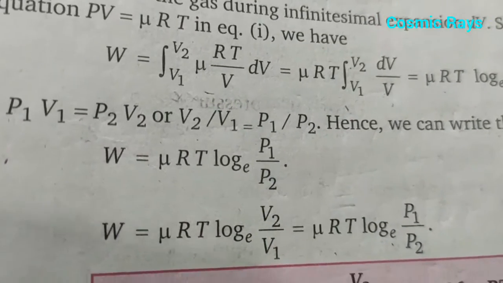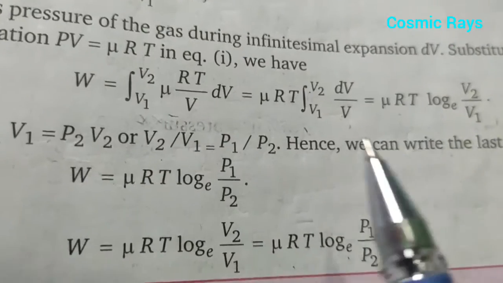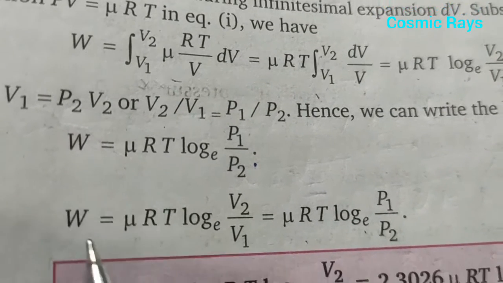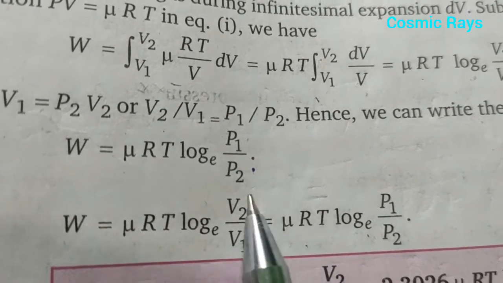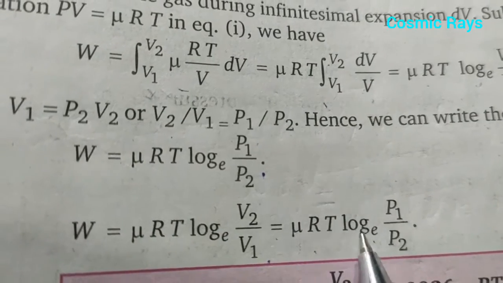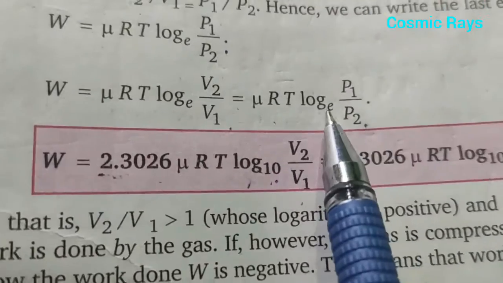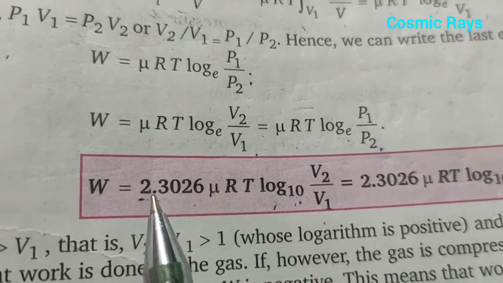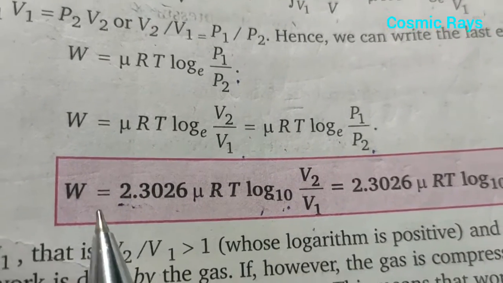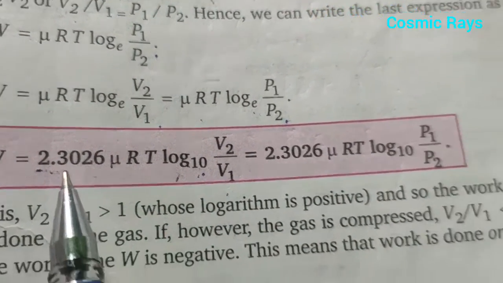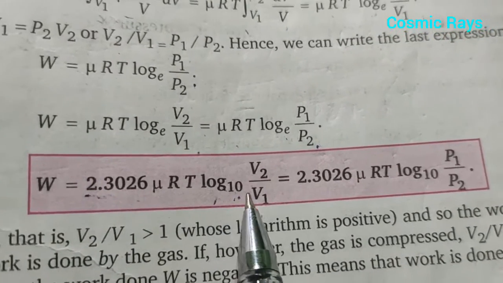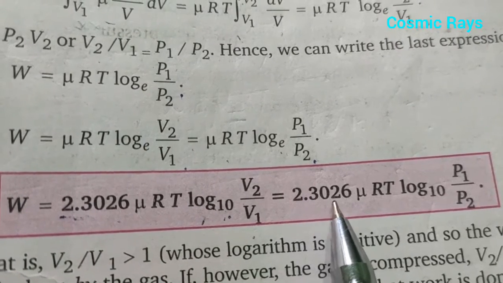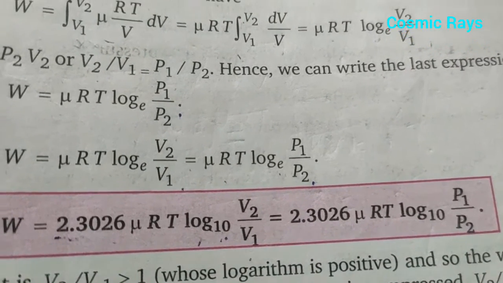So instead of V2 upon V1, we can also write P1 upon P2. So this equation takes this form. Or we can say that W equal to mu RT log base e V2 upon V1 or mu RT log P1 upon P2. Now this log base e when converted to log base 10 will be multiplied by 2.3026. So this equation takes the form W equal to 2.3026 mu RT log 10 V2 upon V1 is equal to 2.3026 mu RT log 10 P1 upon P2.